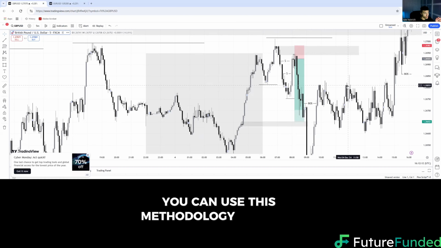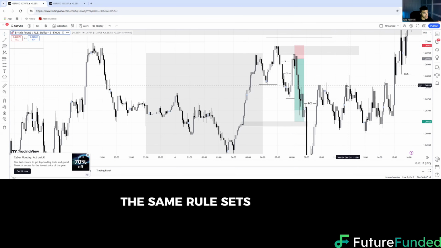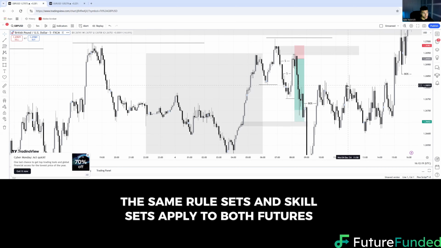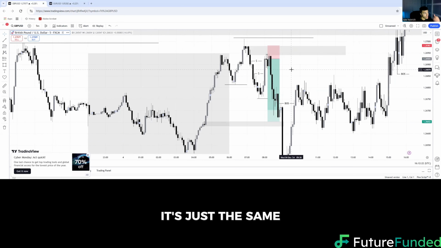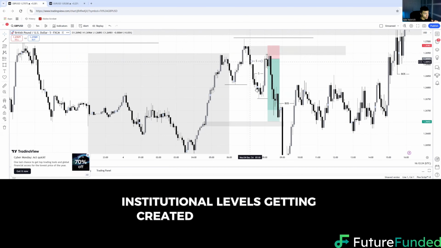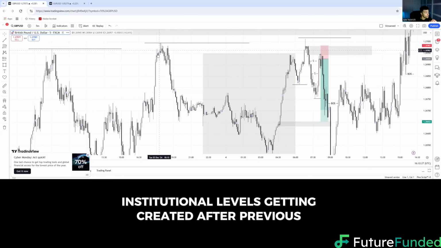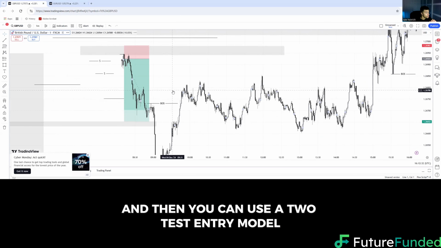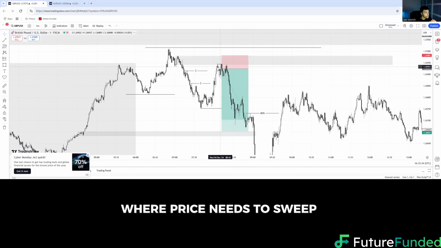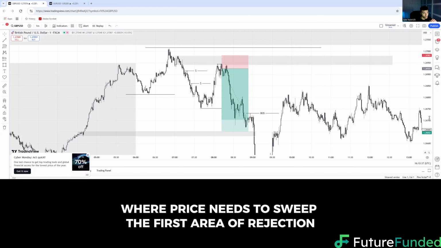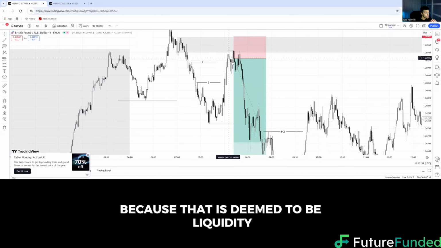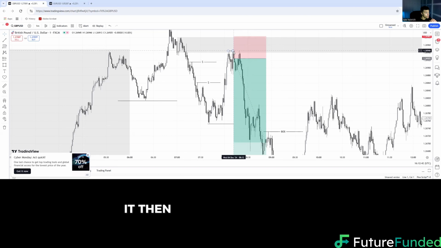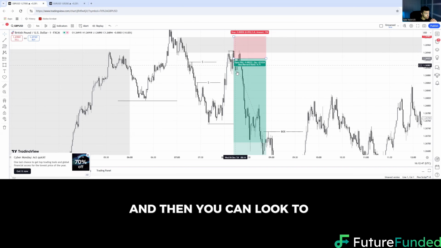You can use this methodology on FX or futures. It doesn't matter. The same rule sets and skill sets apply to both futures or FX. All right, it's just the same institutional levels getting created after previous failed highs, and then you can use a 2-test entry model where price needs to sweep the first area of rejection because that is deemed to be liquidity, and once it sweeps that, it then stops out most or a lot of traders at that point, and then you can look to start entering the market.